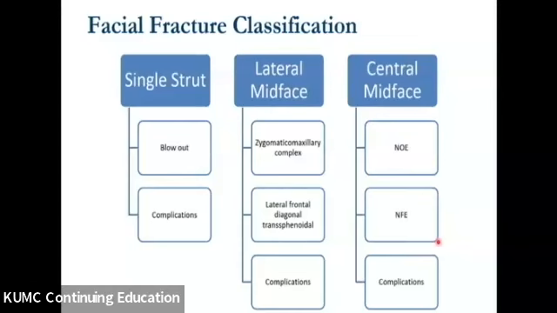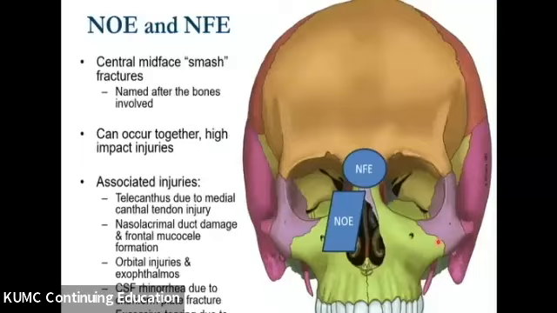All right, so we'll talk about central midface injuries quickly here. These are going to be your classic smash face injuries. They're named after the bones that are involved, typically high impact injuries. So the nasofrontoethmoid impact region is going to be right here. Nasoorbital is going to be in this region. A bunch of associated injuries with these, but the main ones are going to be nasolacrimal duct damage, CSF leak, orbital injuries. And then the real big one with the nasoorbital is going to be telecanthus, which basically just means increased widening between the inner corners of the eyelid due to medial canthal tendon injury.